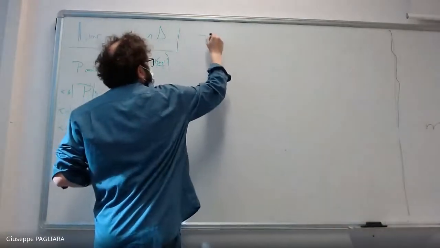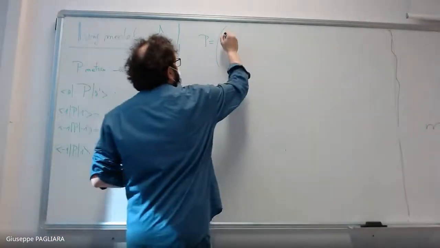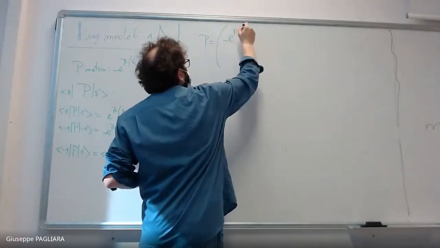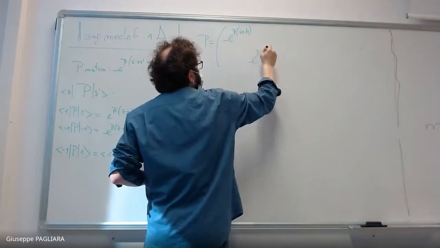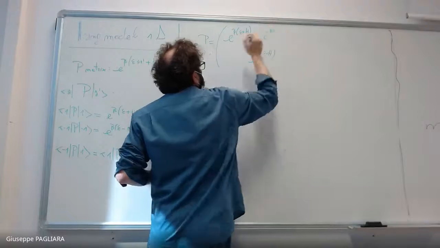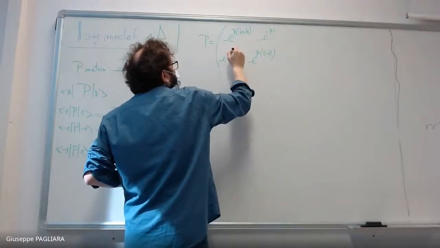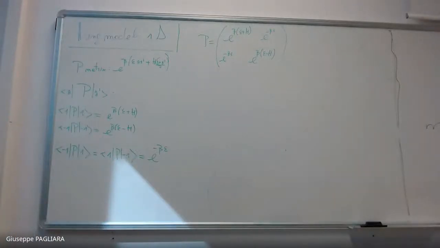So P has the following shape. So I have e^(β(ε+H)), e^(β(ε−H)), e^(−βε), e^(−βε). And this will be useful in a moment in order to compute the eigenvalues of this matrix.